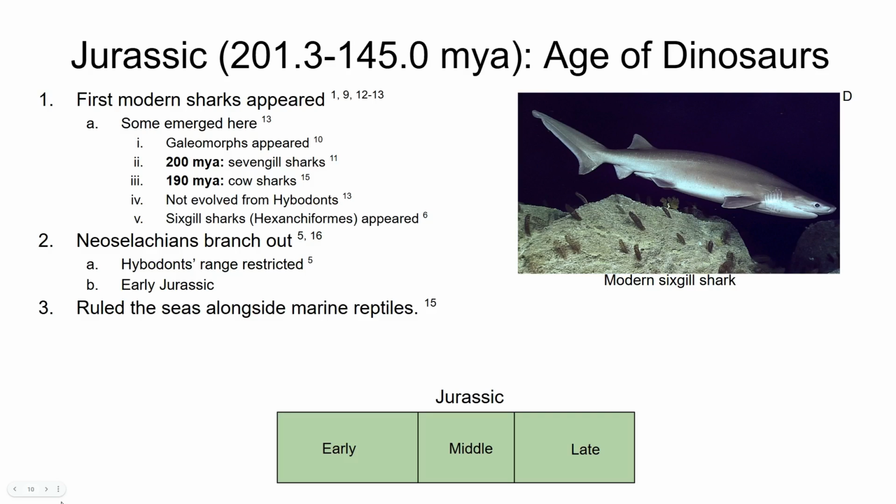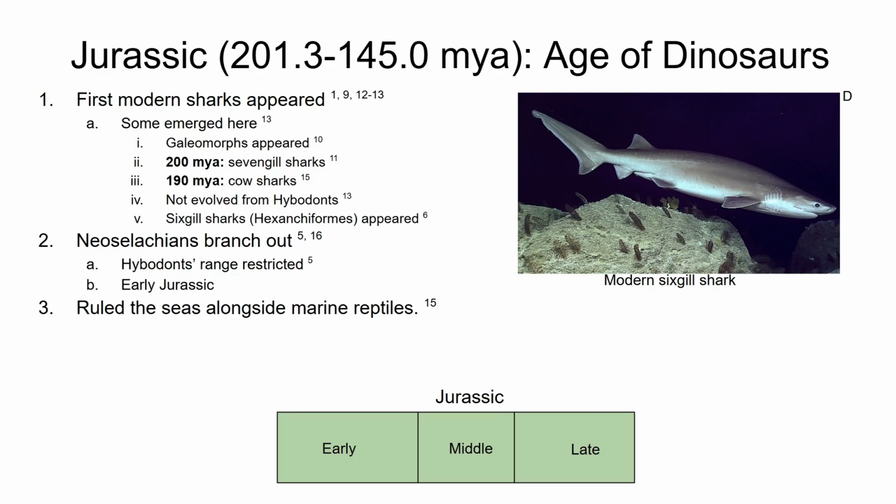The Age of the Dinosaurs, more formally known as the Jurassic period, lasted from 201.3 to 145.0 million years ago. Was this the time when modern sharks first appeared? Yes, scientists discovered their fossils in rocks dating back to this time.